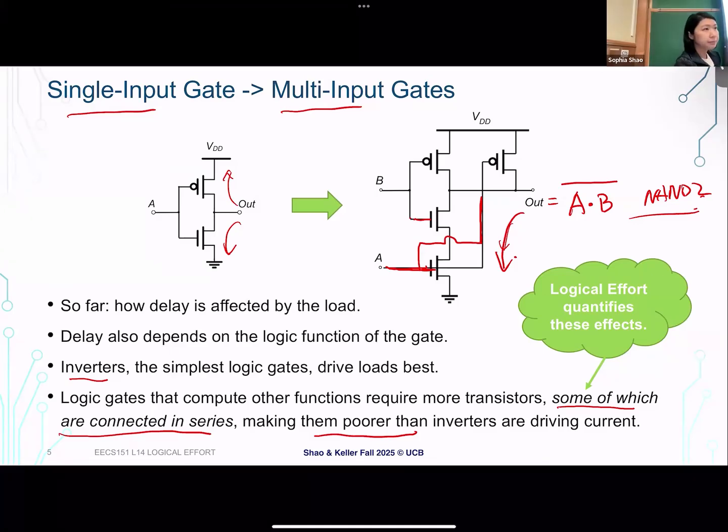Adam: So when it's pulling down, it's weaker. When it's pulling up, it's got two in parallel, so it's going to be stronger, right? So when we say a gate is weak, do we mean that whichever of the two directions is weaker is weakest? Yeah, we are typically looking at the slowest path, right?